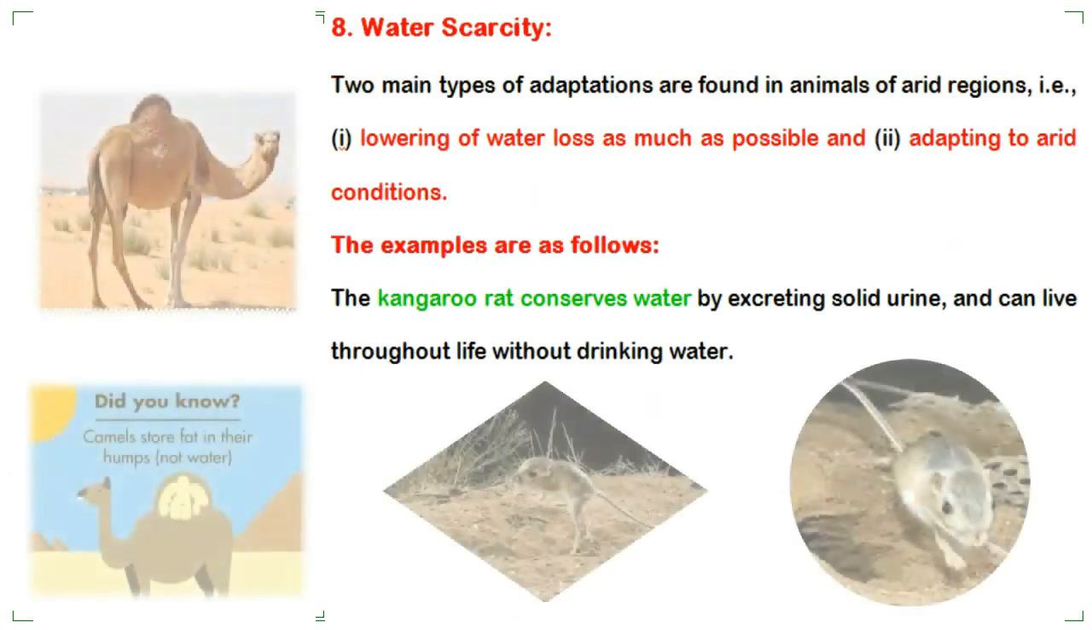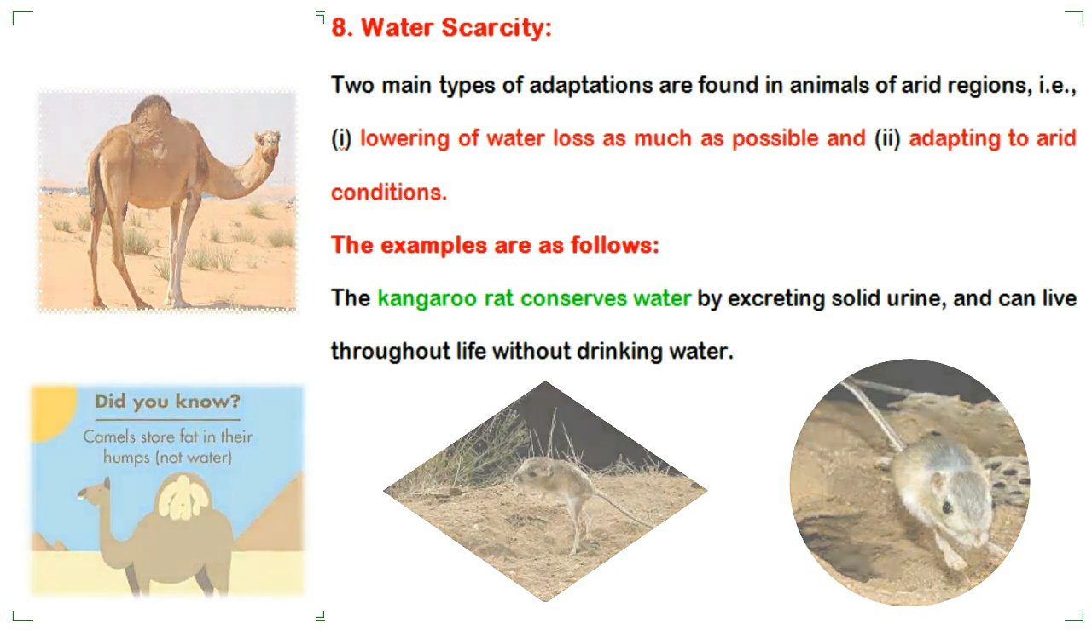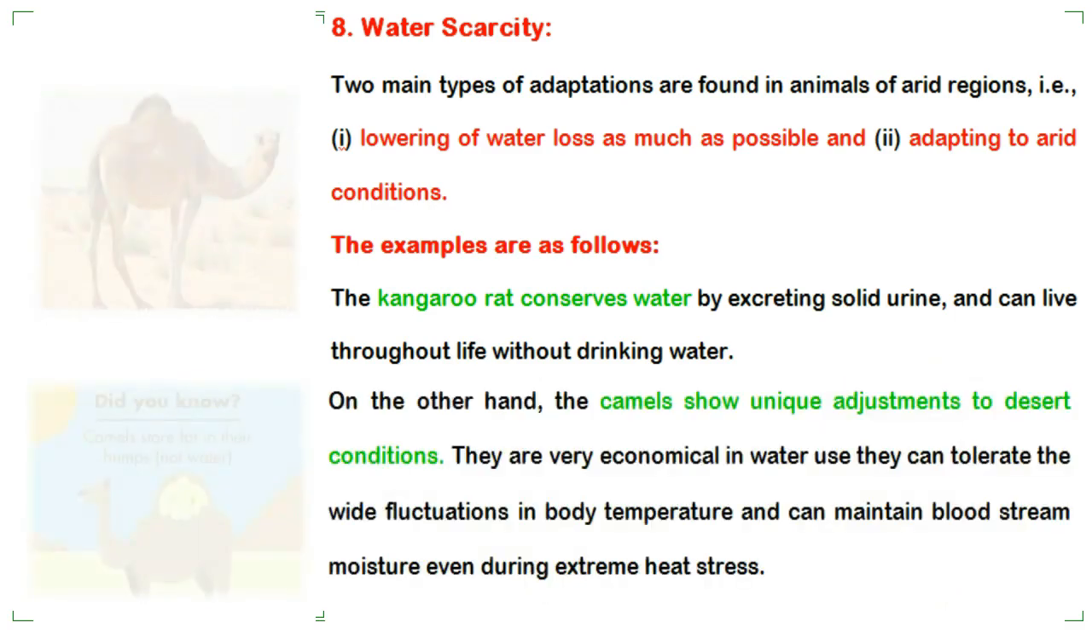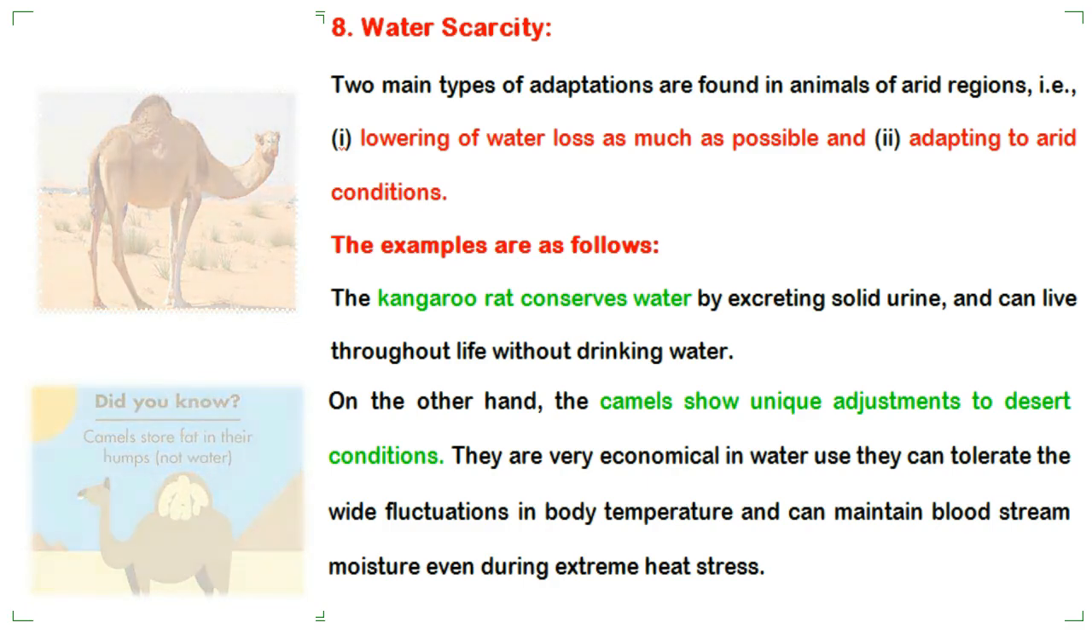Water scarcity. Two main types of adaptations are found in animals of arid regions, that is, lowering of water loss as much as possible, and adapting to arid conditions. The examples are as follows. The kangaroo rat conserves water by excreting solid urine, and can live throughout life without drinking water. On the other hand, camels show unique adjustments to desert conditions. They are very economical in water use, they can tolerate wide fluctuations in body temperature and can maintain bloodstream moisture, even during extreme heat stress.